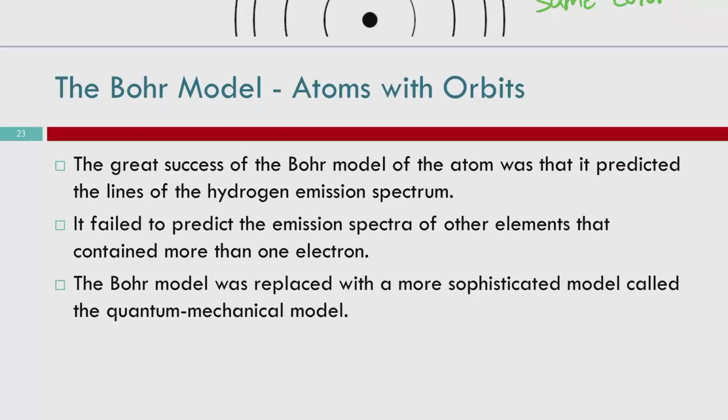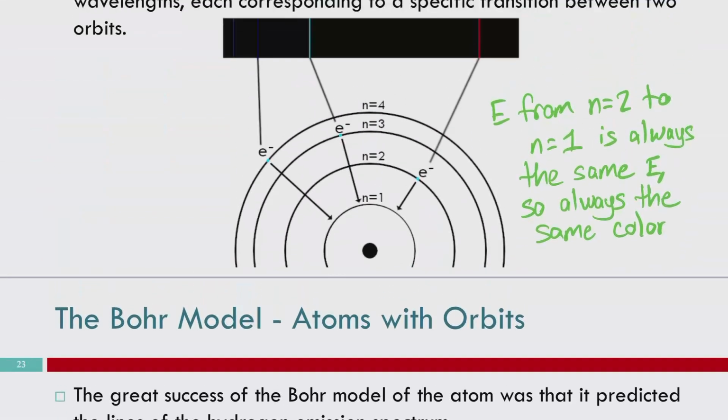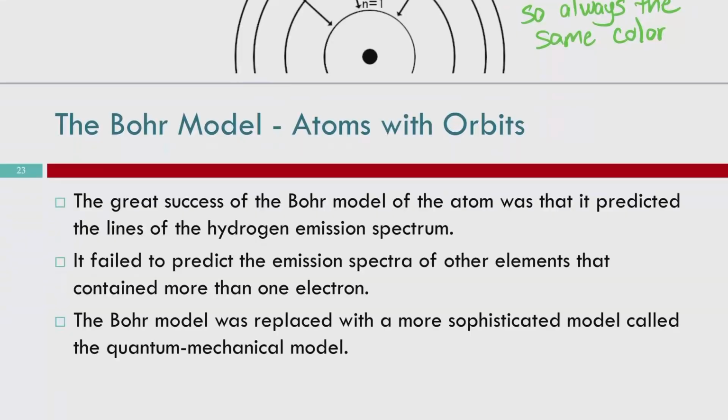Okay, so what's cool about the Bohr model, the great success of the Bohr model, is that it predicts the lines of the hydrogen emission spectrum. So not only can you explain the hydrogen emission spectrum, you can also do the calculations, which we're not going to do, by the way, but we will do in Chem 1. We're not going to do that for this class, but you can predict the lines of the emission spectrum. You can predict how much energy is associated with this jump, how much energy is associated with this jump, how much energy does it take to jump up to that higher level. You can predict all of that.